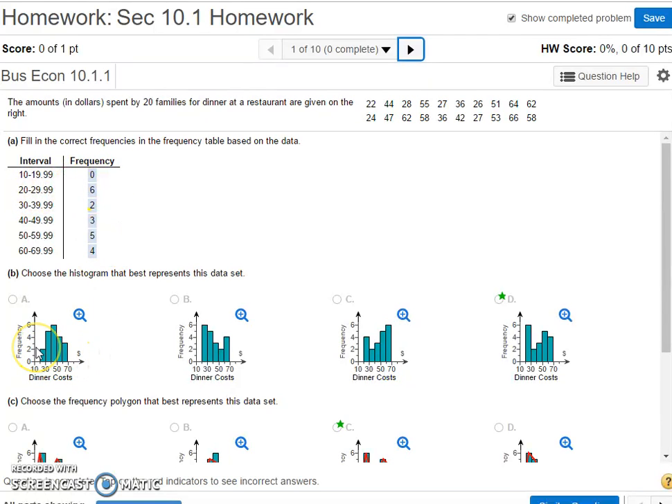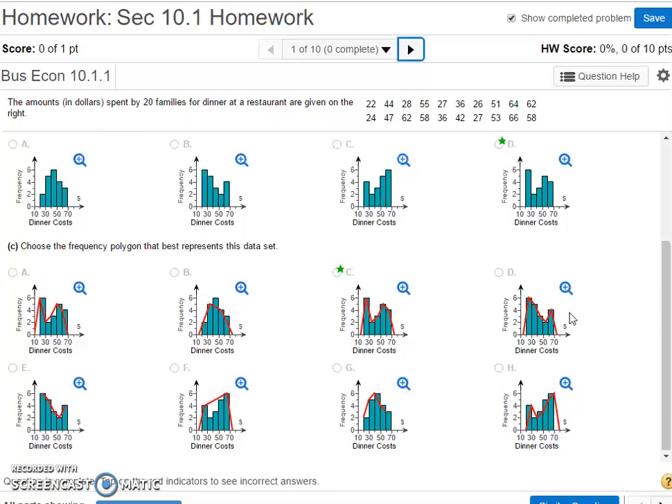This graph right here represents 2, so it can't be right. This graph represents 6, so it might work. This one represents 4, so it cannot be right. And this one right here represents 6, so now it's either B or D. I go from 30 to 40, I need 2. Well, this one's at 5, so it can't be right. And this one is at 2, so D is my correct answer.